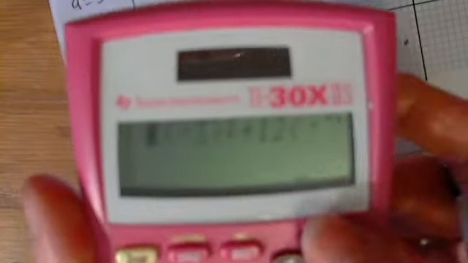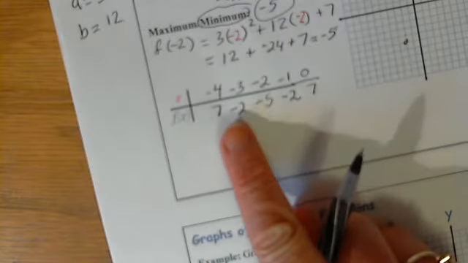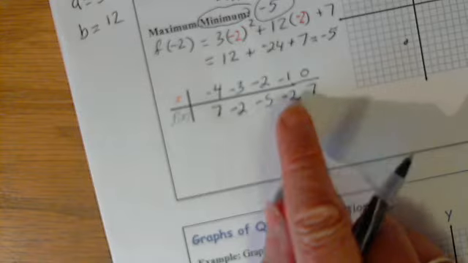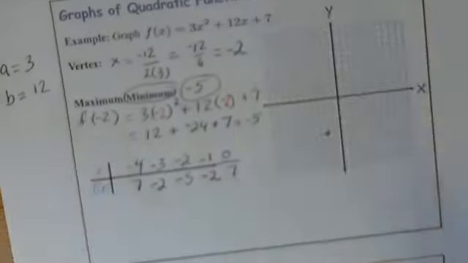Alright, still got the function in there. I'm going to cover the negative 3s with negative 4s. It's the last input value I want to try. Press enter, and I get 7 again for negative 4. Look at this t-table. We've got symmetry. 7, negative 2, negative 5, negative 2, 7. These two match, and this is the center. And that's the way it should be when you're graphing a parabola.